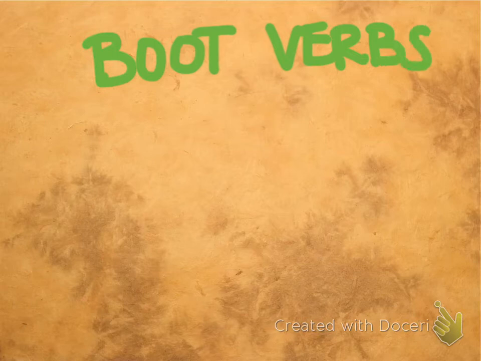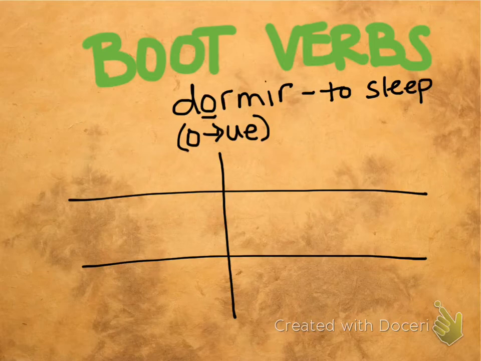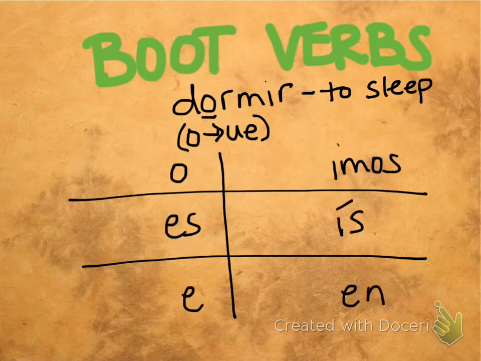Now we have this new thing called boot verbs or stem changing verbs, where something happens to the stem. The easiest way to talk about stem changing verbs is by giving you one. We have one for this chapter, dormir, which is to sleep, and you'll always know that it's a stem changing verb because on your vocabulary list it will designate a letter, like this O with an arrow to UE, which means the O is going to change to UE in certain conjugations. To start, we put the normal endings on our verb. This is an IR verb, so these are your IR verb endings.